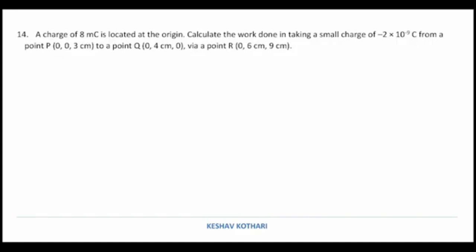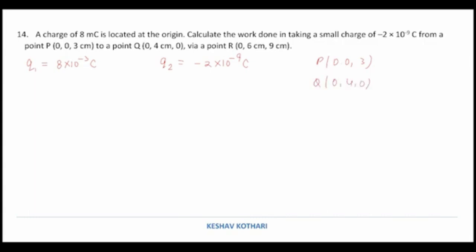A charge of 8 millicoulomb, we call it Q1, which is equal to 8 into 10 to the power minus 3 coulomb, is located at the origin. Calculate the work done in taking a small charge Q2, which is equal to minus 2 into 10 to the power minus 9 coulomb, from a point P, which is (0, 0, 3), to a point Q, which is (0, 4, 0), via point R.